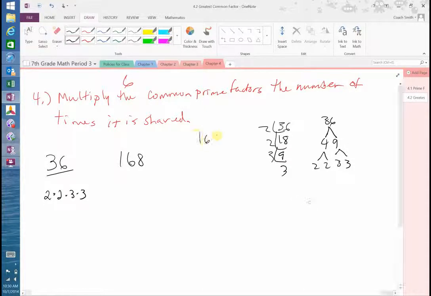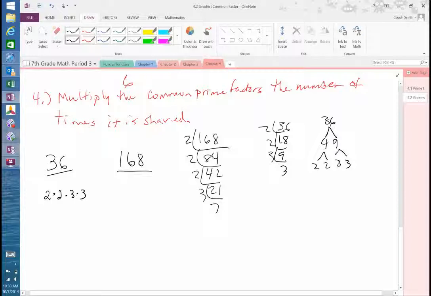168, I could do it in my head, but I'll show it to you on the screen. That would be 168, 84, 42, 21, 3, 7. So the prime factorization of 168 is 2 times 2 times 2 times 3 times 7.